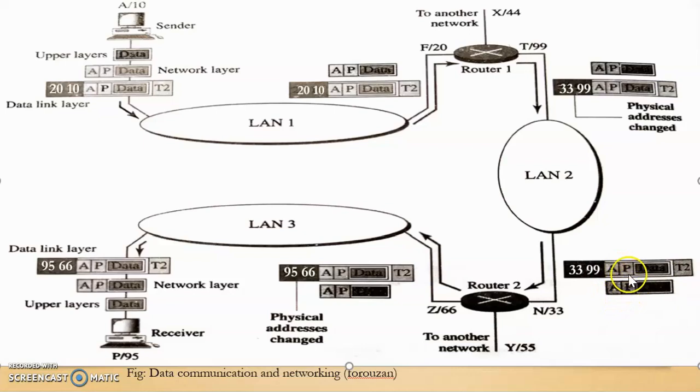Then router 2 will know that the IP address is P over here, whereas its own IP address is N. So that means the packet has to be forwarded. So since the packet needs to be forwarded, router 2 will use this routing table and ARP to find out the MAC address of the next hop. So using ARP, it will know that the MAC address of the next hop is 95. So it will create a new frame with destination MAC address as 95 and source MAC address as 66.